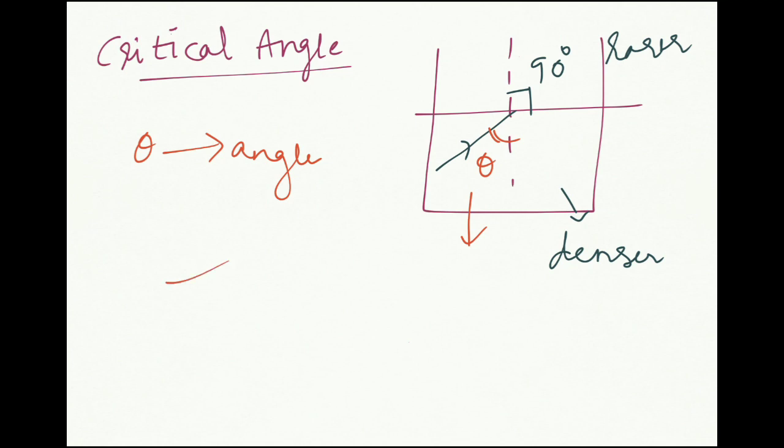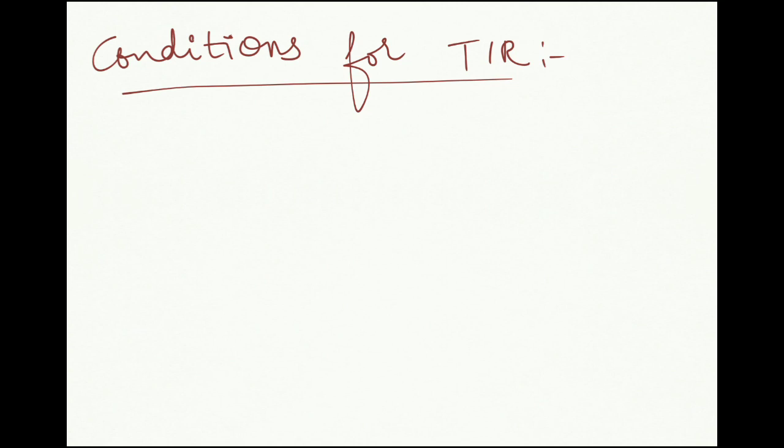And next we have to see two very important conditions for total internal reflection. That is the TIR conditions we are going to see now. So there are mainly 2 points. The first point: rays of light must travel from an optically denser medium to optically rarer medium.